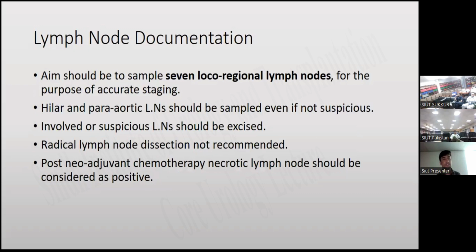For the lymph node dissection, the number of lymph nodes that are required is 7 local lymph nodes. This is the number that is required for accurate staging. And hilar and para-aortic lymph nodes should be sampled even if they are not suspicious. Involved or suspicious lymph nodes definitely should be excised, and radical lymph node dissection is not recommended. So if you have taken out the 7 lymph nodes, they are adequate for staging. Post neoadjuvant chemotherapy, the necrotic lymph nodes should be considered as well.